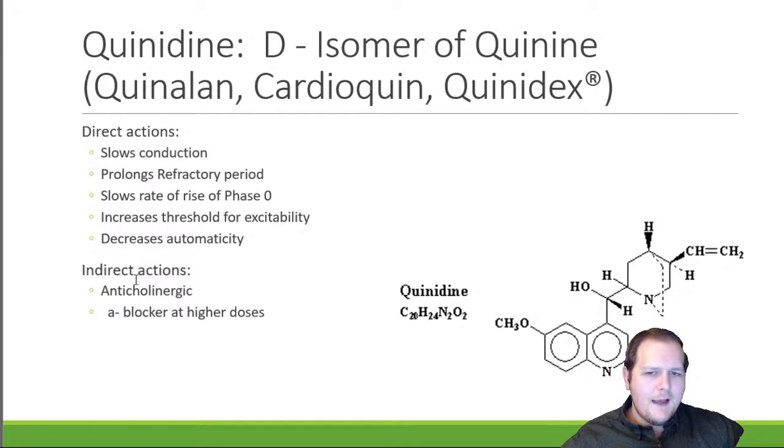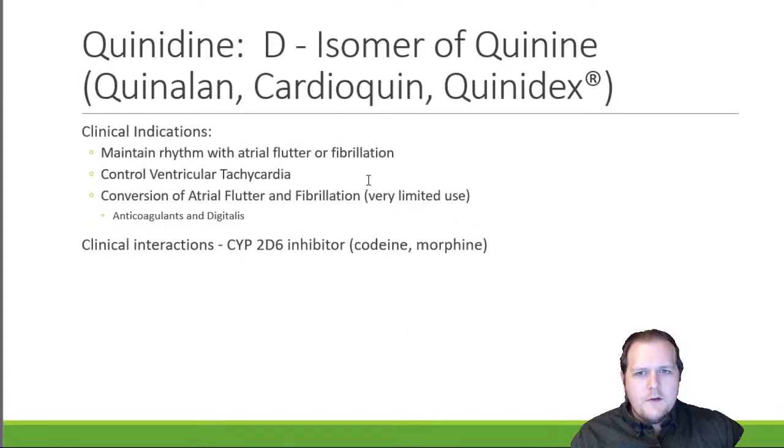Now, there's some indirect actions it has which can affect some of these side effects we're going to see. So for one, it can act as an anticholinergic. We'll see some side effects related to that, and it can also act as an alpha blocker, like prazosin, for instance, that will actually cause effects on blood pressure, as we're going to see in just a little bit here.